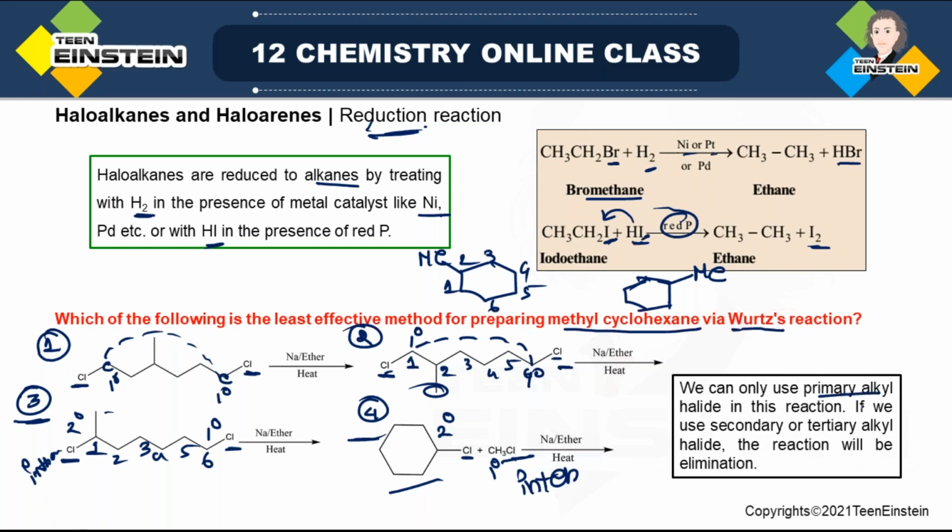So we can use only primary alkyl halide in Wurtz reaction. If you are using secondary or tertiary alkyl halide, there is a chance of getting elimination. So that is why 1 and 2, these two will give you the best result. But among 3 and 4, you have to choose only one. Now among 3 and 4, in both cases 2 degree is present. But the problem with 4 is that it is not only having a 2 degree carbon, but also it is inter. So that is why this will be the least effective method for Wurtz reaction. Option 4, that will be the correct option.